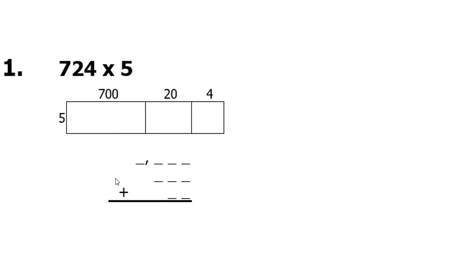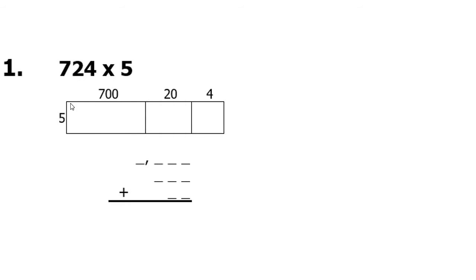So this is the first problem on your worksheet, 724 times 5. And using the box method, we're going to break 724 apart by place value. We'll have a box for 700 in the hundreds place, 20 in the tens place, and 4 in the ones place. And we're multiplying all of those different sections of that number times 5.